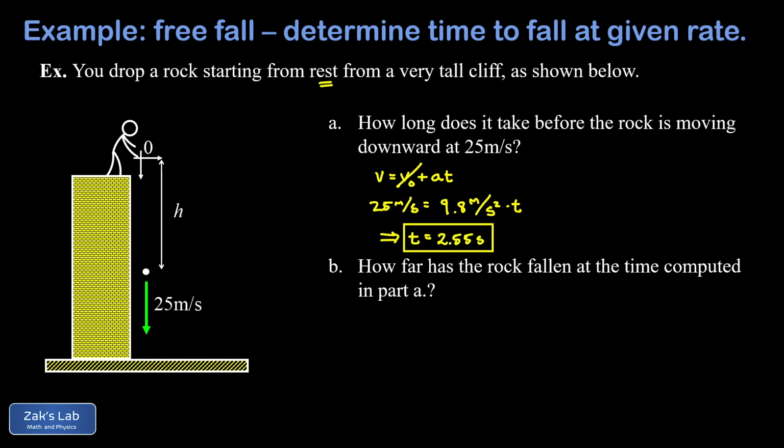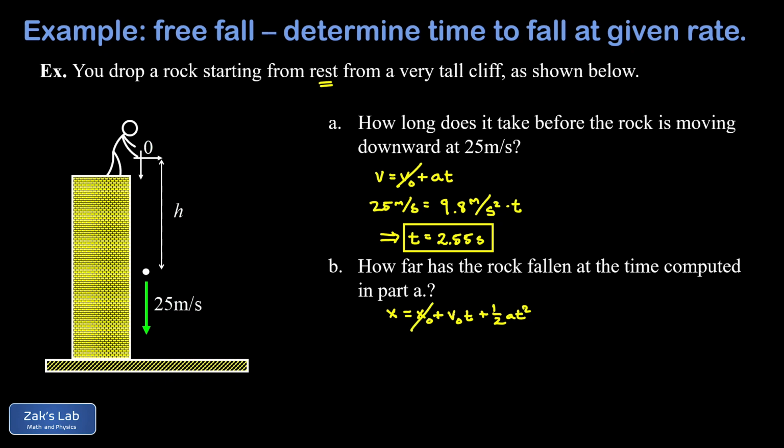Now in part B, we want to find the distance that the rock has fallen during this amount of time. And we can actually go back to our first standard kinematics equation for this. We know the acceleration, we know the initial velocity, we know the time it's been falling. So I have x equals x naught plus v naught t plus 1/2 at squared. And again, we're using a downward pointing coordinate system here. There's no problem with that.